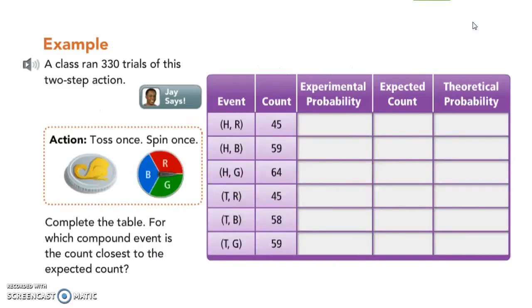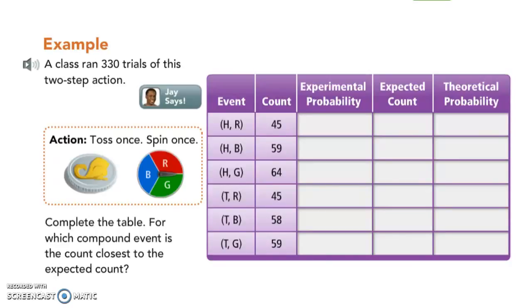Okay, this will be the last example that we do. And this is going to be similar to one that you will have to do on digits. So please do this table with me in your notebook. It says a class ran 330 trials of a two-step action. And the action is toss the coin and then spin the spinner.